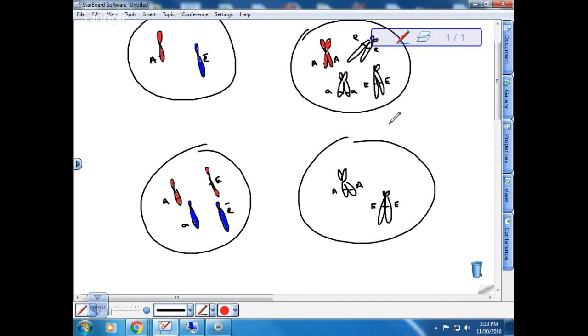Okay, so is that first cell haploid or diploid? Haploid, right? Because it only has half of the genetic material. So remember that you always get one copy of the chromosomes from one parent and the other copy of the chromosomes from the other parent. So that would be a haploid cell, okay?